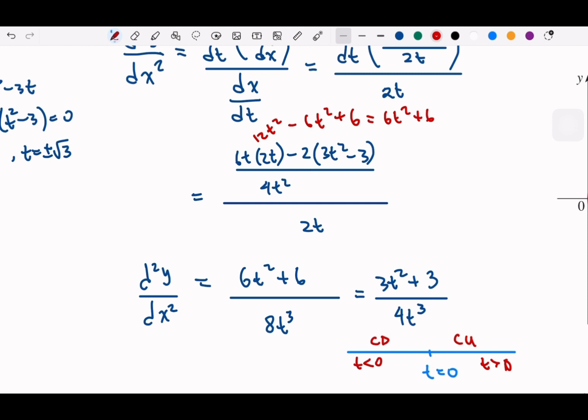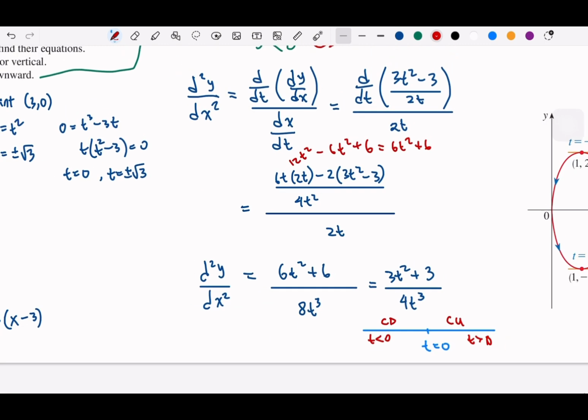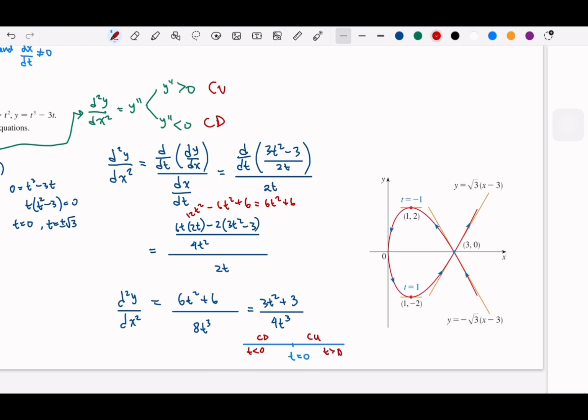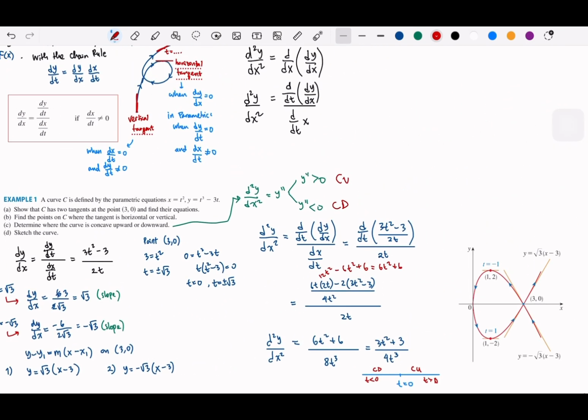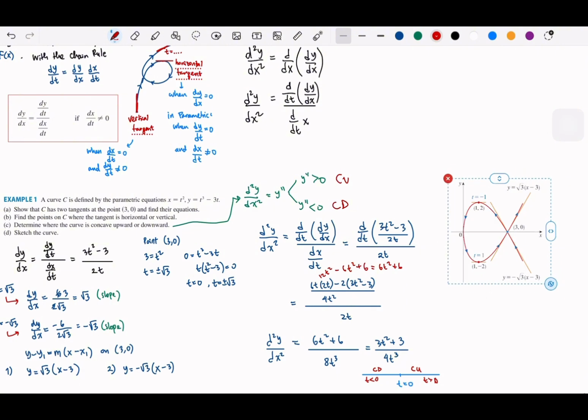Including all the parameter t, okay? So we could try to make this graph. The fourth question is to sketch the curve. So how do we sketch the curve? We can sketch the curve by taking some points, or we could perhaps start from this point (3, 0). We could make this by taking some t.